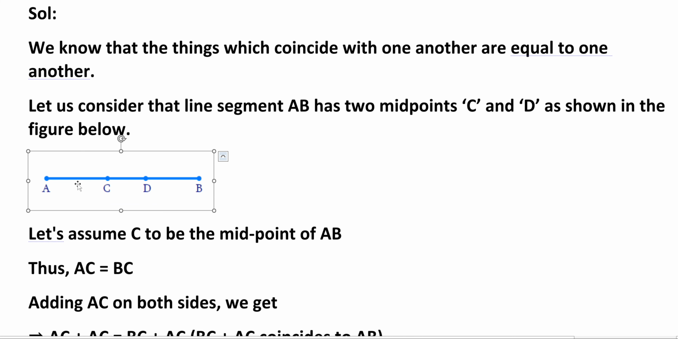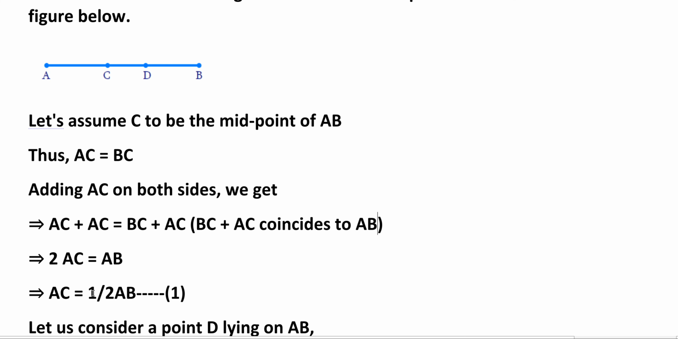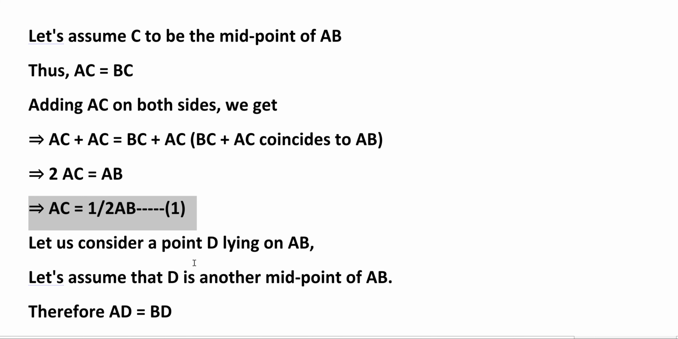Then AC is equal to BC or CB. Adding AC on both sides, we get AC plus AC is equal to BC plus AC. That is AC plus AC is equal to BC plus AC, which coincides with AB. So 2AC is equal to AB. AC is equal to half AB. First one proof.